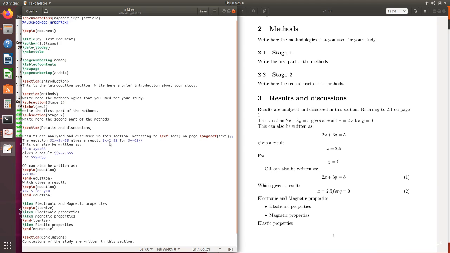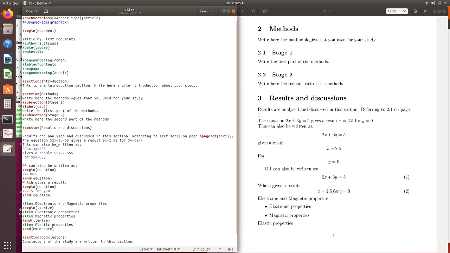This is also written within the sentence, so dollar signs should be used here and here, and this symbol produces a new line. Here is the output: the equation 2x plus 3y is equal to 5 gives our result x equal to 2.5 for y is equal to 0. So if you desire to write an equation within a sentence, the equation should be written within a pair of dollar signs.